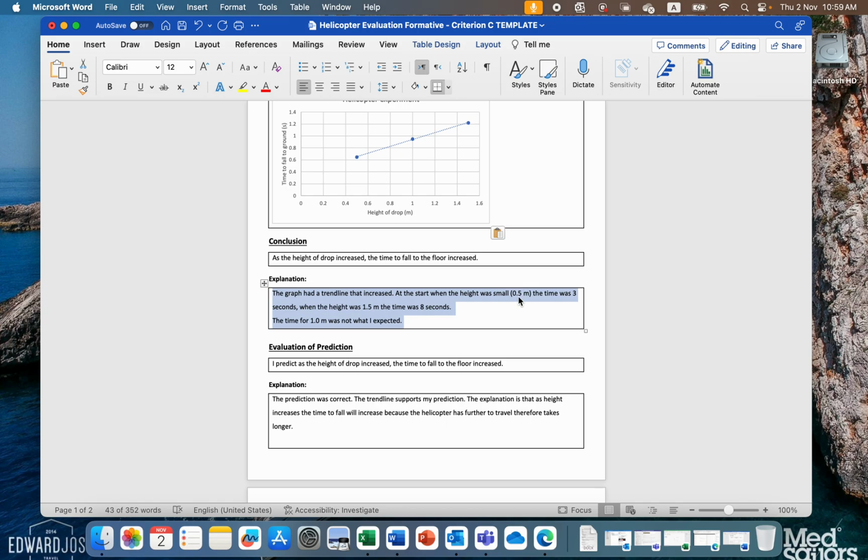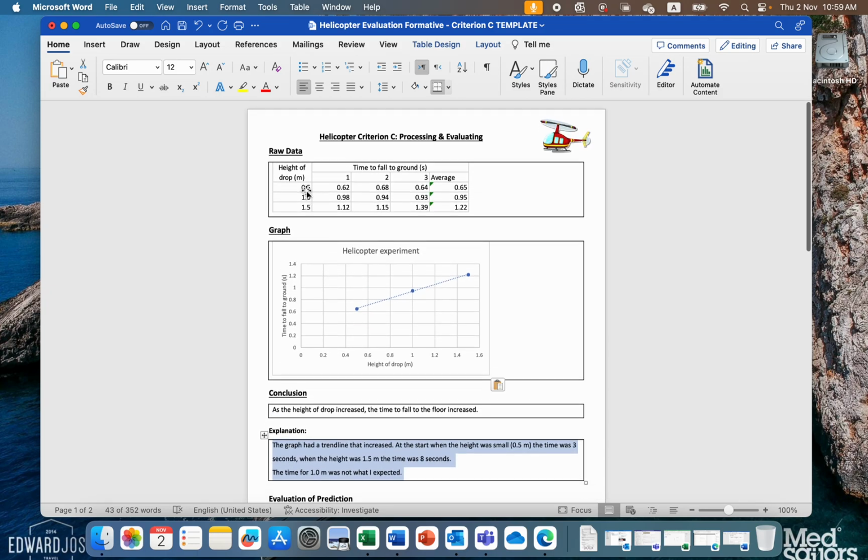I've given some numerical evidence for it, although I made that up before I made up my graph and results table. So they should pull data from their one. So they should say, like, at 0.5 meters, the average time was 0.65 seconds, not the 3 seconds that I made up in class when I was talking about it. When the height was 1.5 meters, the time was 1.22 seconds.